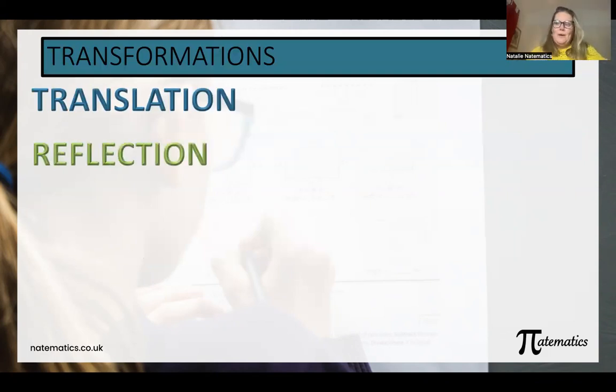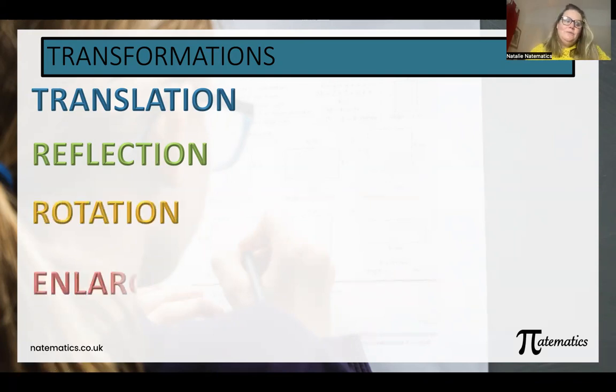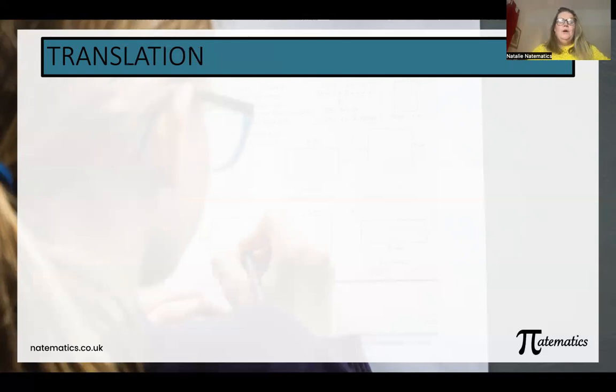So as soon as you see a question about transformations, you think, okay, so is it a translation? Is it a reflection? Is it a rotation? Or is it an enlargement? So let's go through each of those individually.